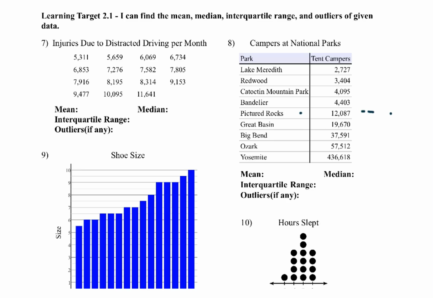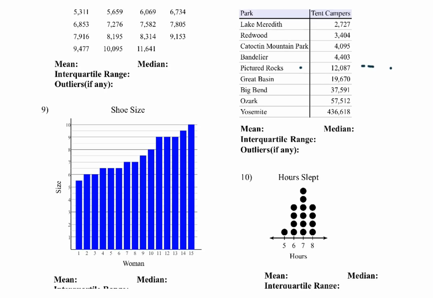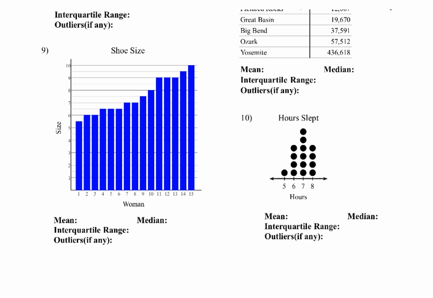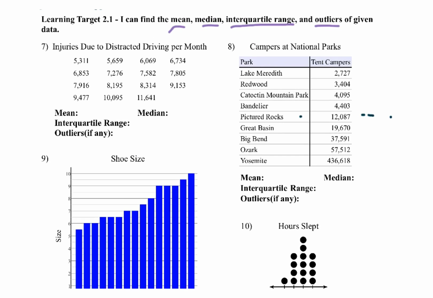Alright, so that was learning target 1.1, so make sure you're scoring yourself on that. Let's move on to 2.1. Now we want to find the mean, median, interquartile range, and outliers of a given data. So we've got 1, 2, 3, 4, 5, and 6. So to do this, remember the mean is the one when we add them all up and then we find out what they are.